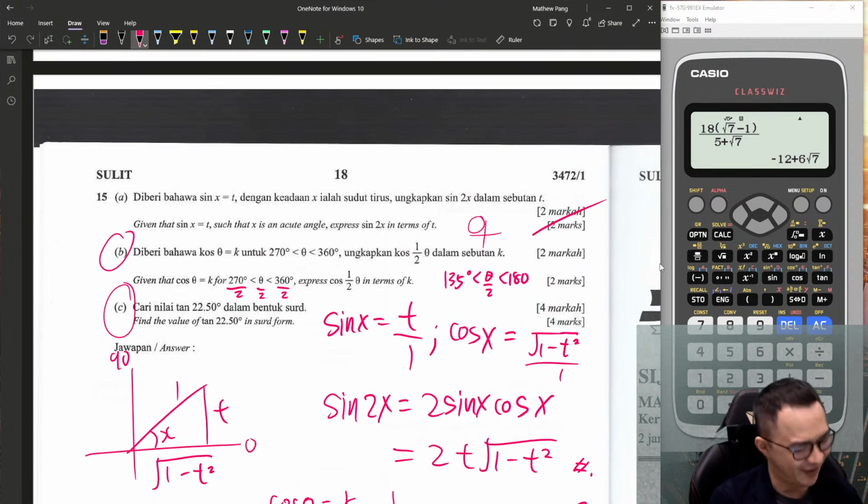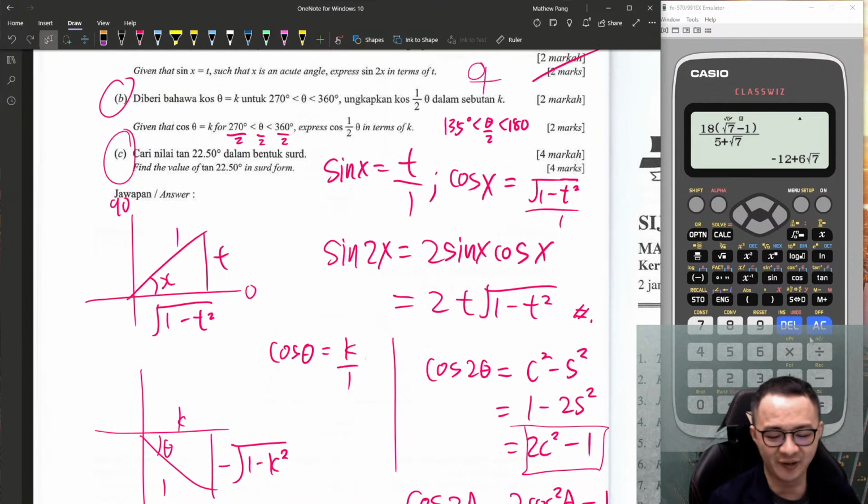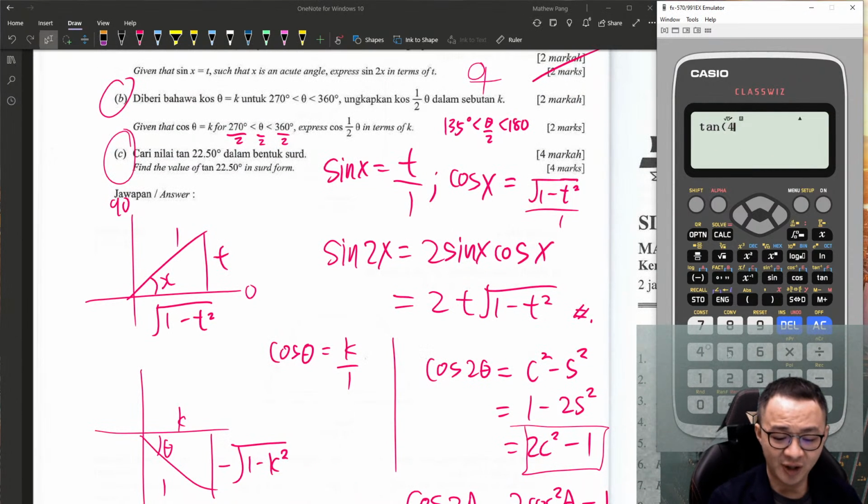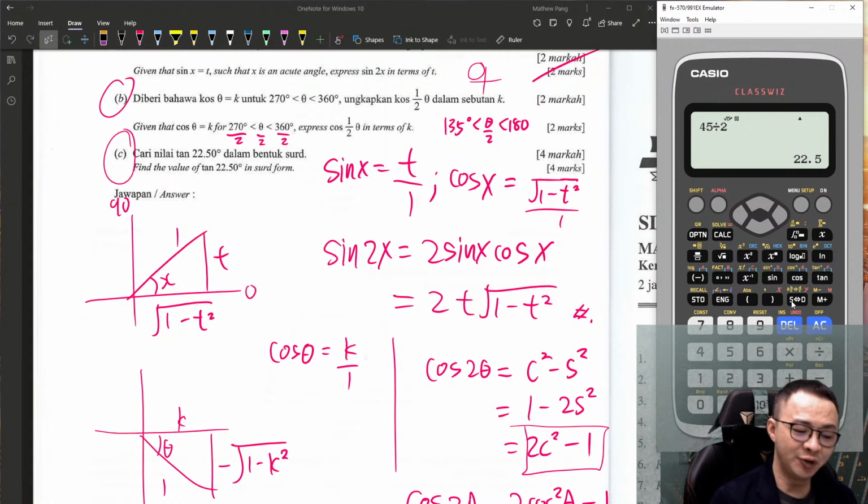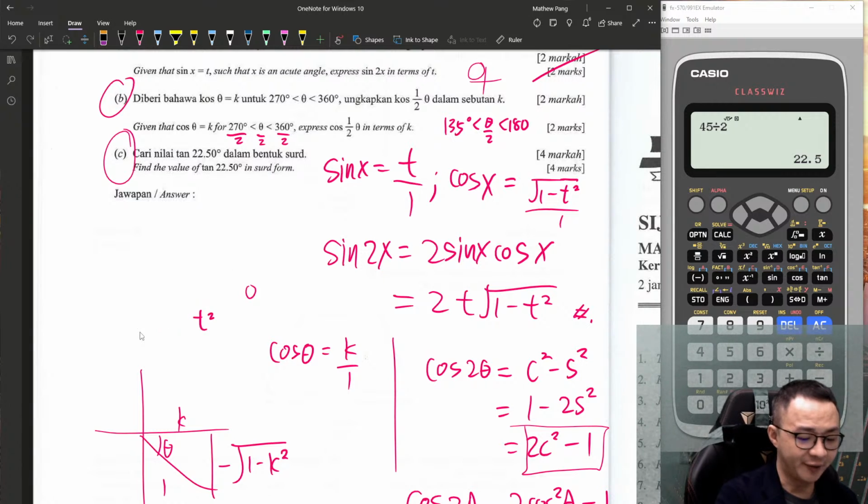Then another half angle formula, which is 22.5. Because tangent 45 we can easily know is 1. Shift this one, angle unit degree. Because tangent 45 we know is 1. But you know 22.5 is basically 45 divided by 2. Okay, so based on these logics, I will use tangent double angle to solve it.